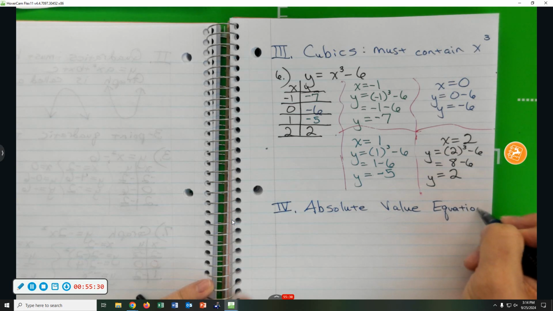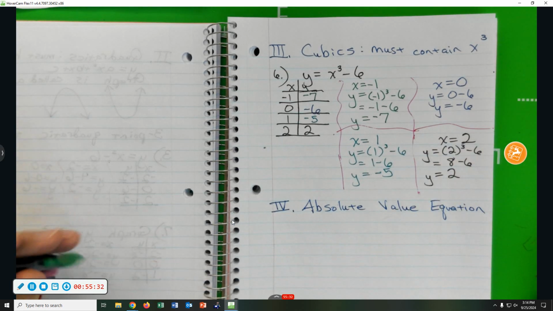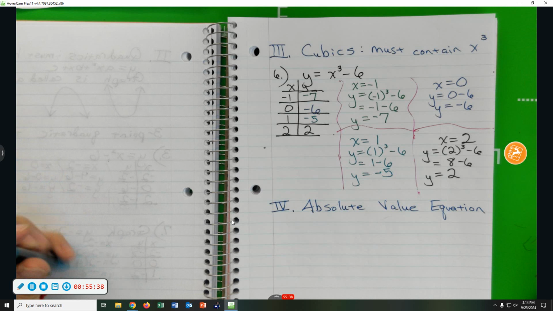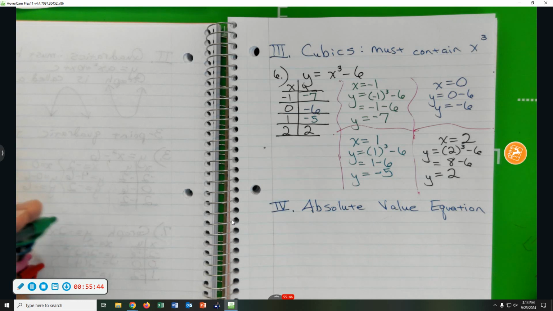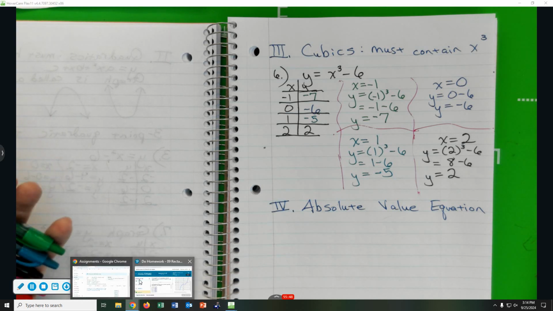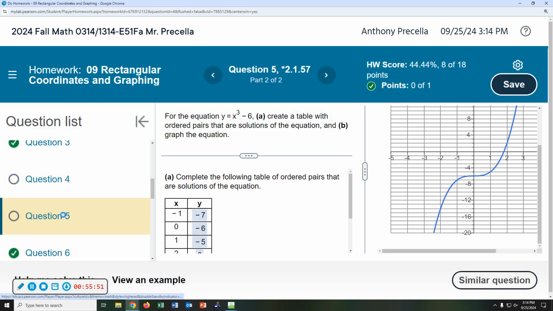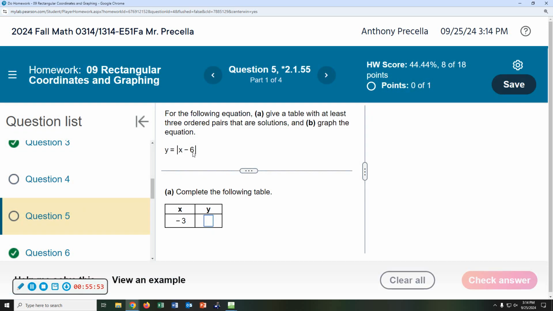You'll spot those because guess what you're going to have? A cubic has to have an x cubed, a quadratic an x squared. For an absolute value expression, what do you think must appear in the equation? An absolute value. Absolute value bars have to appear. So when you look at number 5, you can spot it. Y equals the absolute value of x minus 6.